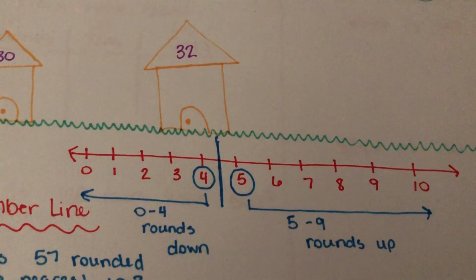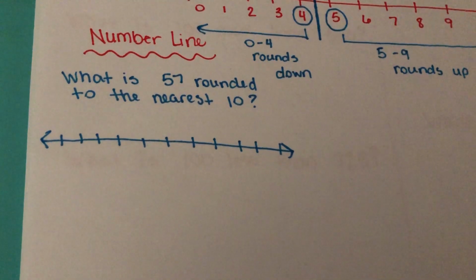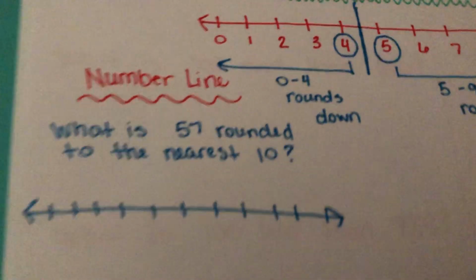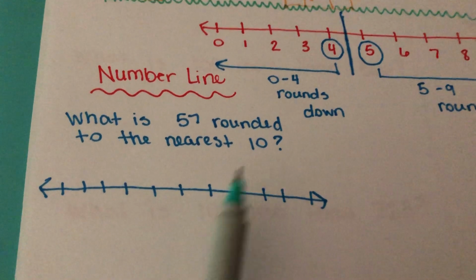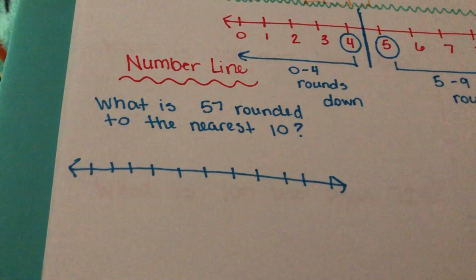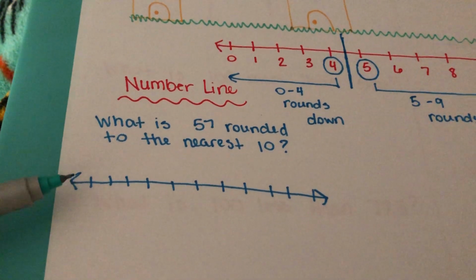So we teach two different strategies for rounding, and I'm going to show you both of them. The first strategy that we have is the number line strategy. If the students were given the question, what is 57 rounded to the nearest 10? They could draw a number line. And we always remember when we draw a number line, you have to draw 11 lines, not 10 lines, 11.